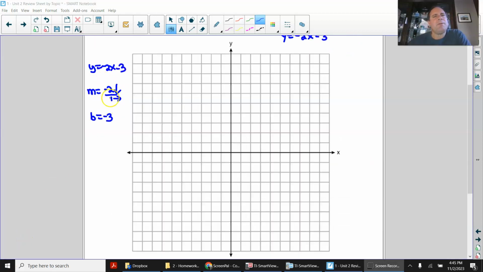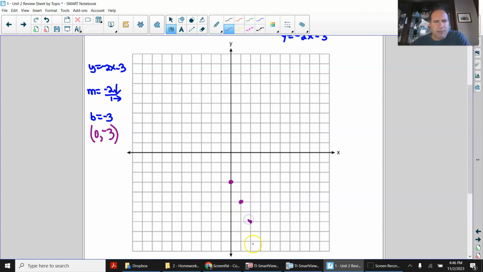So if we have a slope of negative 2 over 1 and a y-intercept of negative 3, what you do is you start at negative 3. This is 0, 0 right here, and negative 3 on the y-axis is that point right there. That's 0, comma, negative 3. That is the y-intercept. The slope is negative 2, so we go down 2 like the arrows indicate and then over to the right 1. Down 2, to the right 1.